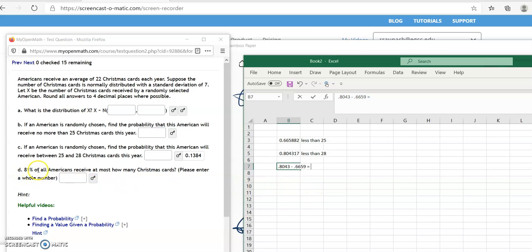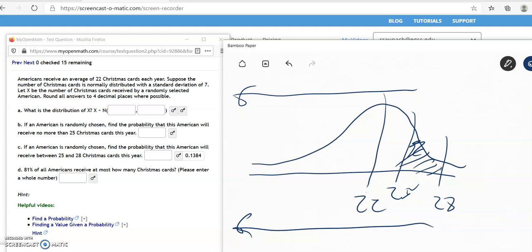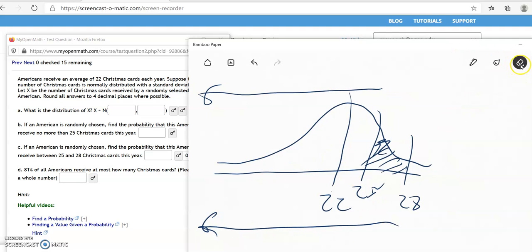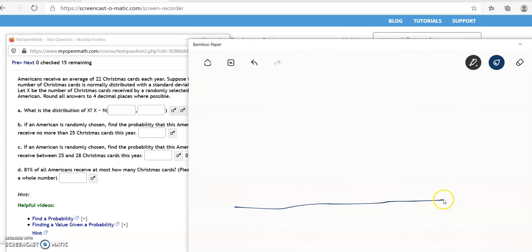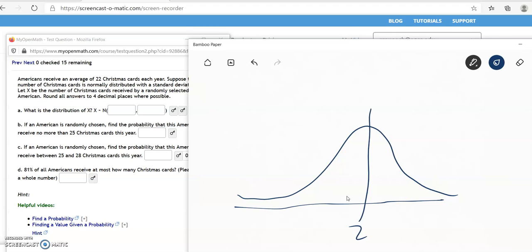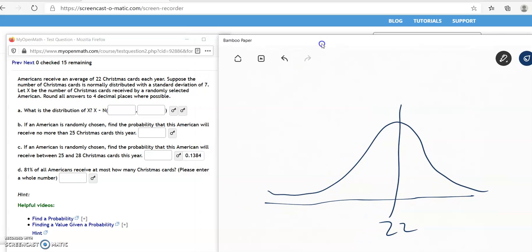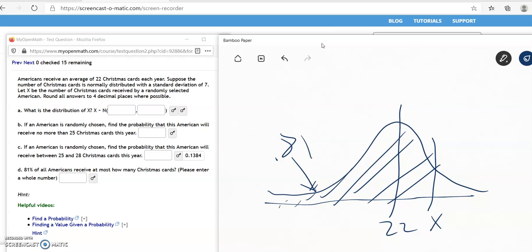All right. So 81% of all Americans receive at most. At most means less than. So we really don't have to do anything, we're just going to plug in. Again, I'll show you this because I like to, and I encourage you to as well. Here's 22. At most, so 81%. What's that X value? Here's 0.81. What is that X value? How many Christmas cards will I receive that's going to be greater than 81% of anybody in this survey?